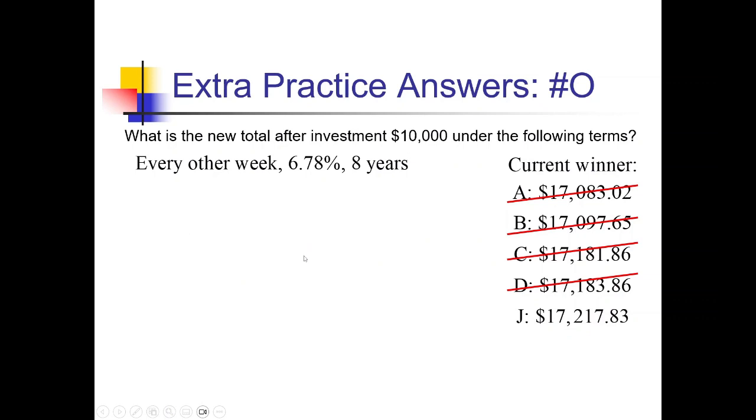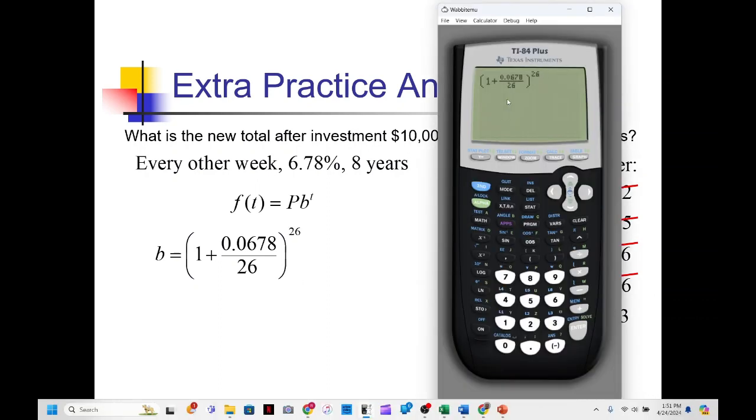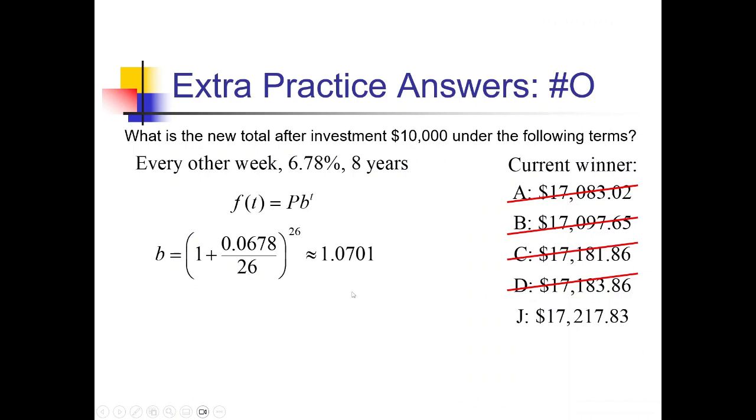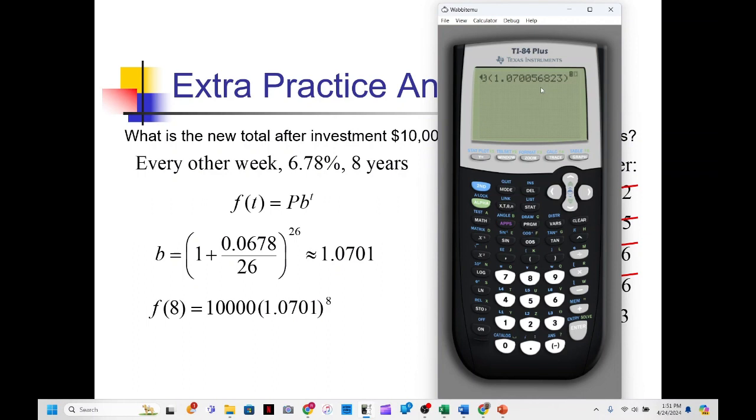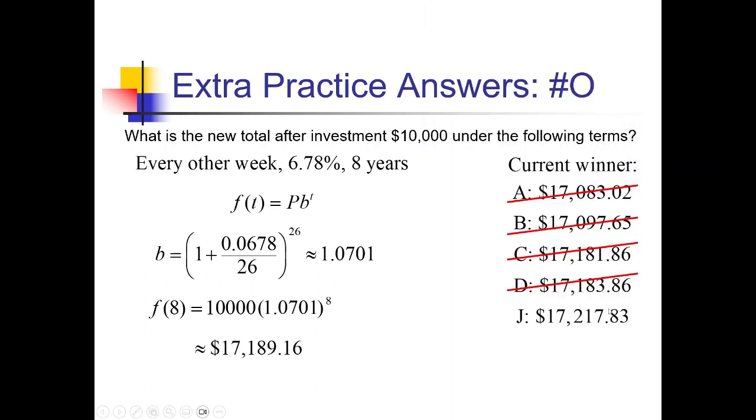All right, we've got 2 challengers left. Here's Plan O. Every other week, 6.78%, 8 years. So PB to the T, B equaling 1 plus 0.0678 over 26, since every other week is 26 times a year. That comes out to 1.0701 if I round that off for my B value. Plugging that in, we've got 10,000 times that to the 8th power. And that all evaluates to $17,189.16. Still well short of beating Plan J.